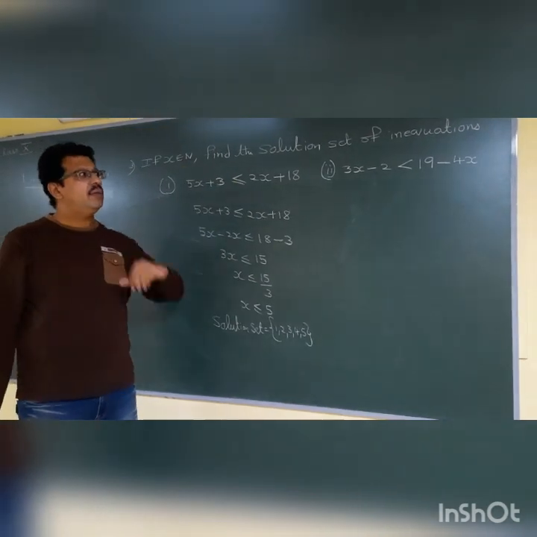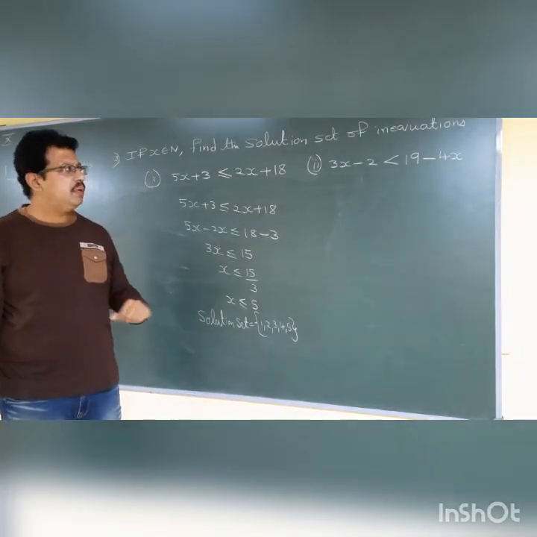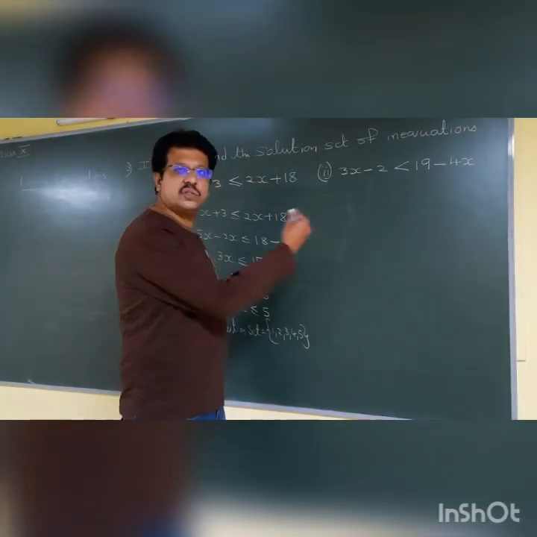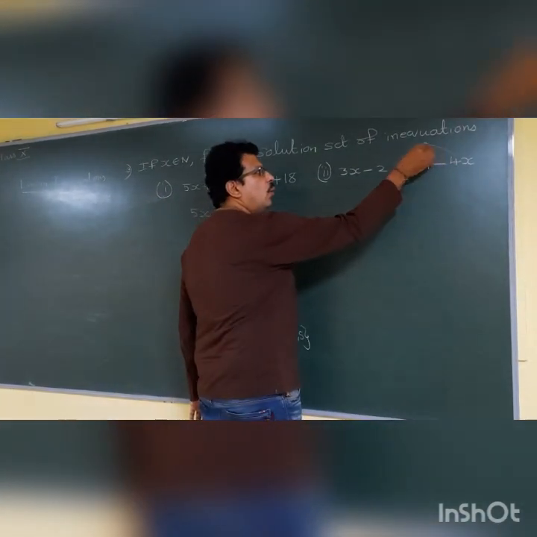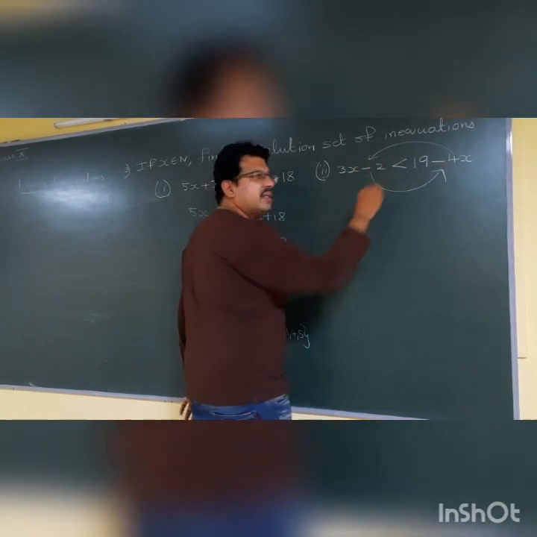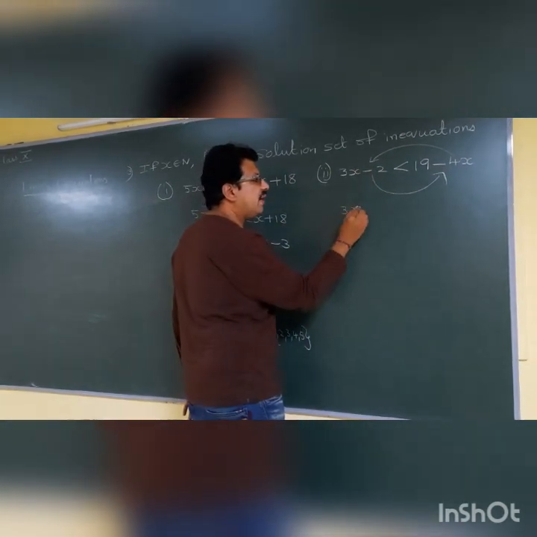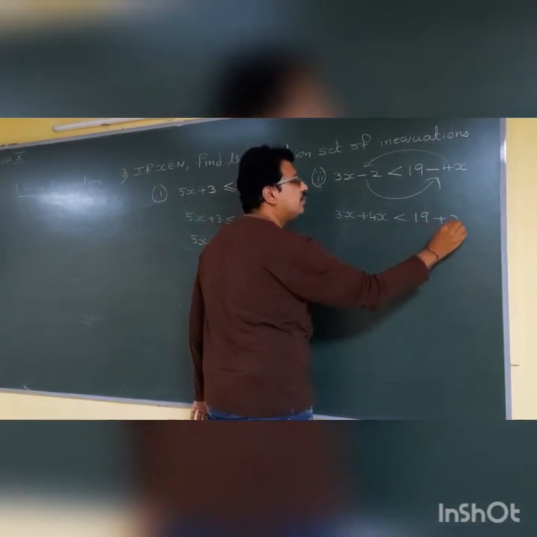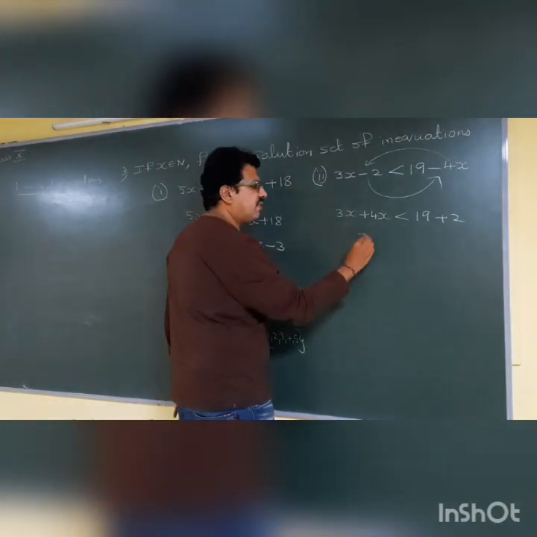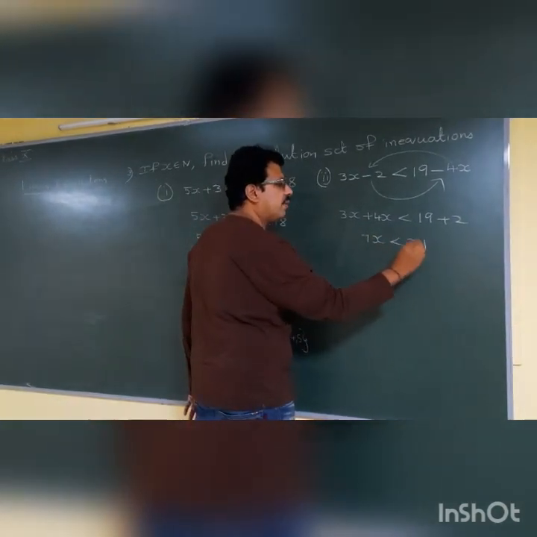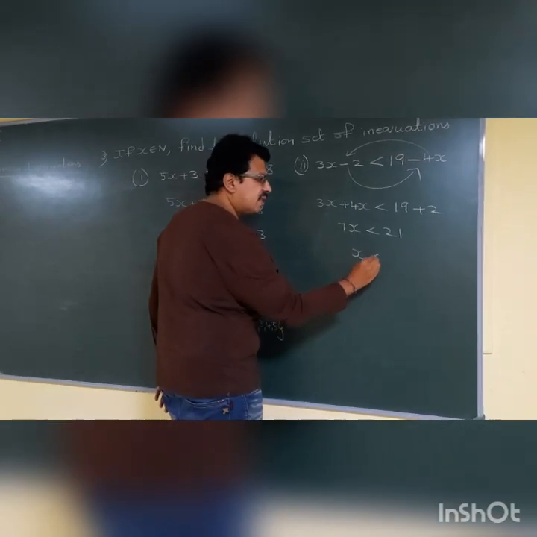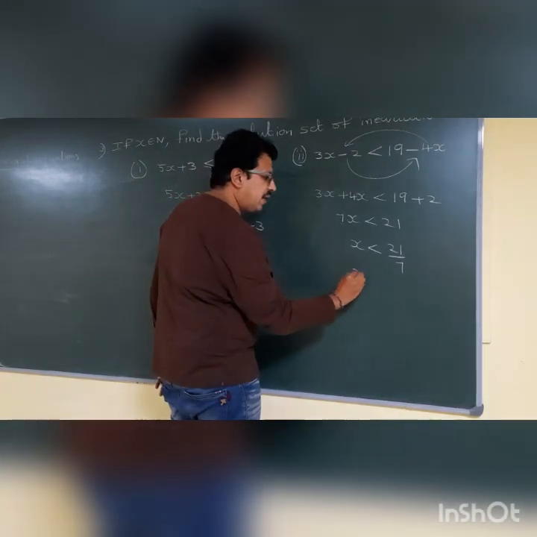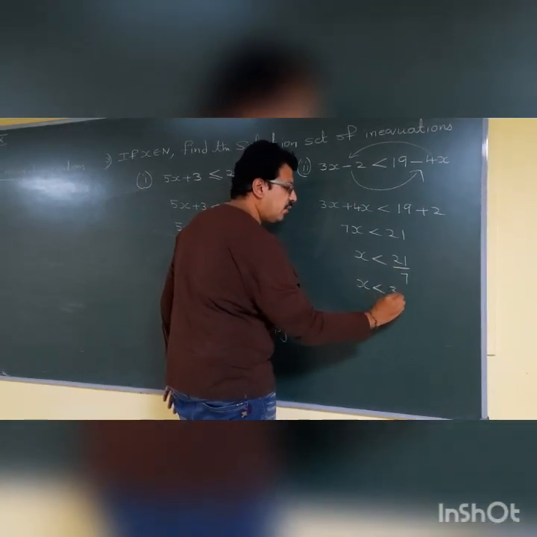The same way, I'm going to show you one more problem: 3x - 2 < 19 - 4x. The simplification is the same. Bring all the variables to one side and all the numbers to the other side. So it will be 3x + 4x < 19 + 2. So 3x + 4x is 7x < 21. Or you can write x < 21/7. Bring the 7 to the denominator, and you get x < 3, since 7 threes are 21.